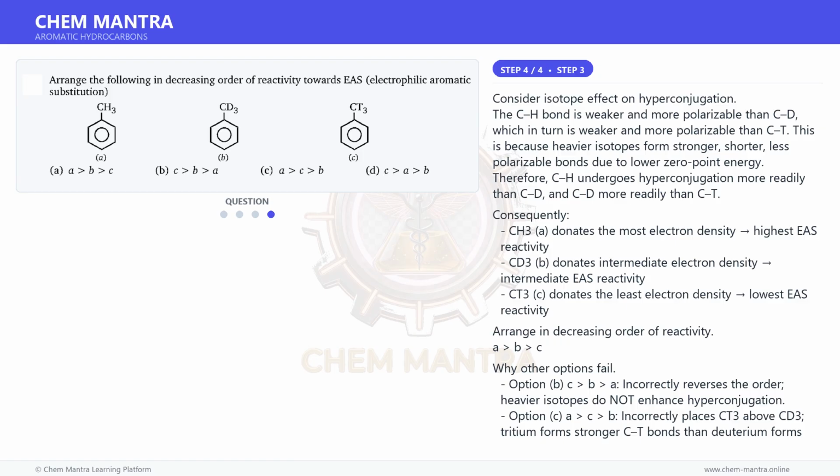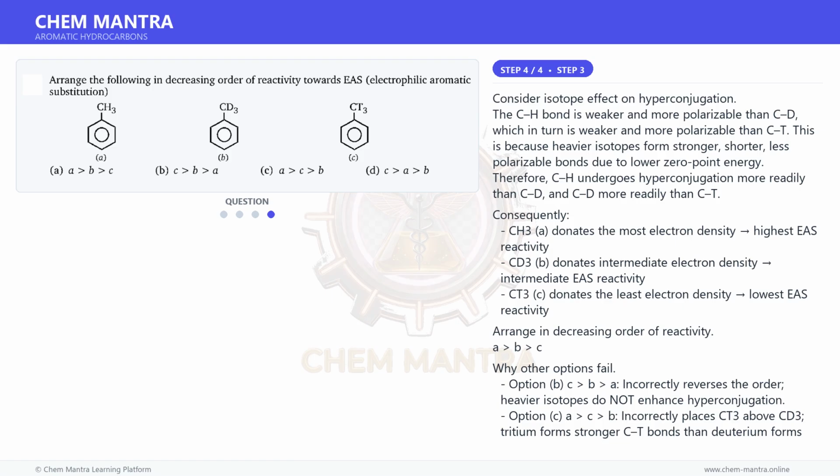Option B, C > B > A, incorrectly reverses the order. Heavier isotopes do not enhance hyperconjugation. Option C, A > C > B, incorrectly places CT3 above CD3. Tritium forms stronger C-T bonds than deuterium forms C-D bonds, so CT3 hyperconjugates less effectively than CD3.